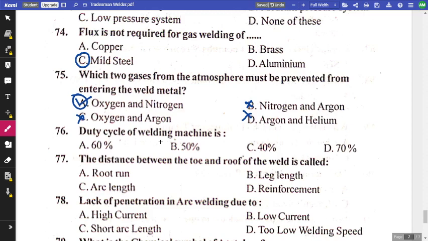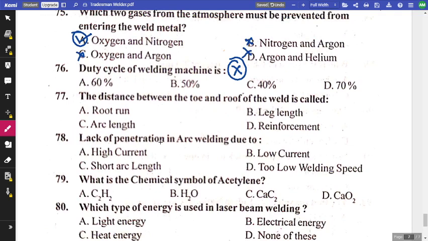The duty cycle of welding machine. It's a very common question. Maybe they intended to ask about the efficiency, but this question made a lot of confusion. So this is also cancelled by the PSC.